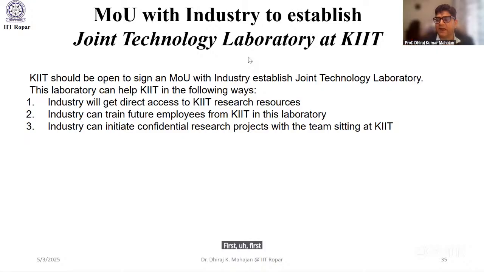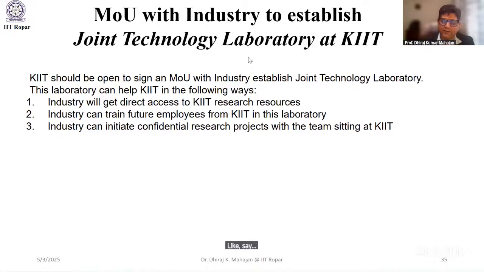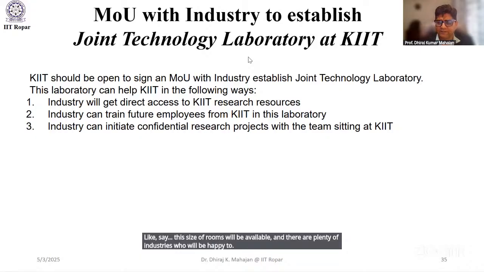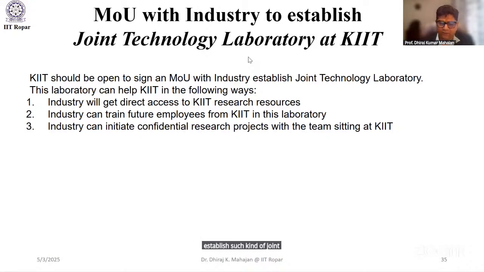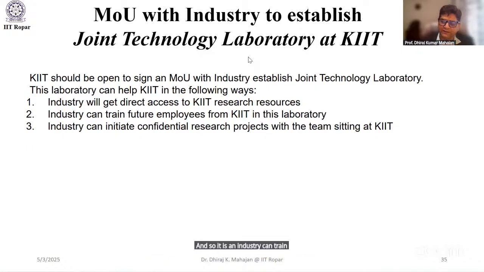first make a target that you want to get an investment of 5-10 crore in the institute, but you also need to provide the infrastructure, like saying this size of rooms will be available. There are plenty of industries who will be happy to establish such joint technology laboratories in various institutes. So these are the advantages. If you could do that, industry will get direct access to KIT or any other institute's research resources. Then industry can train future employees in their laboratories. Industry can initiate confidential research projects with the team sitting in your university.